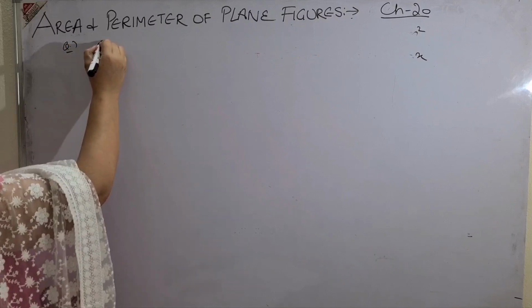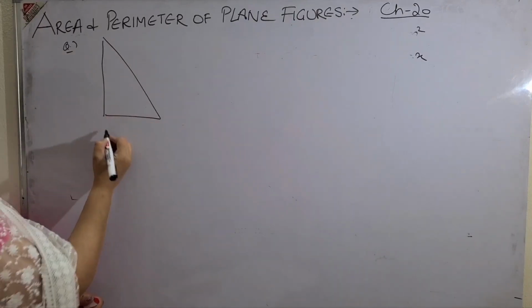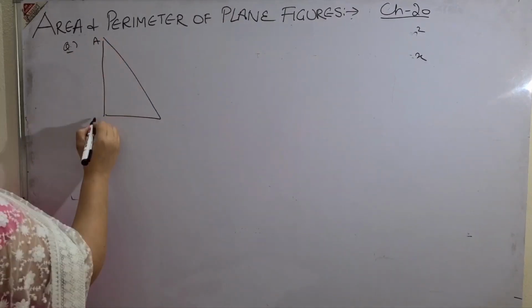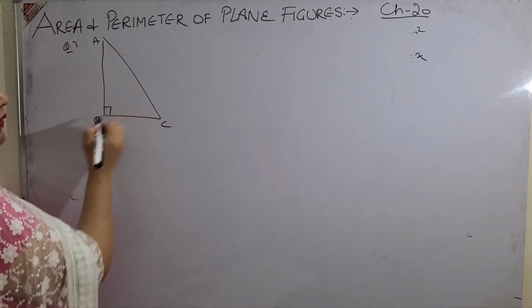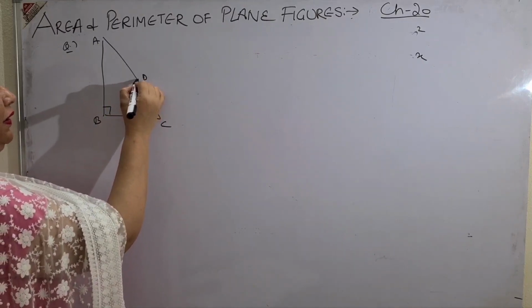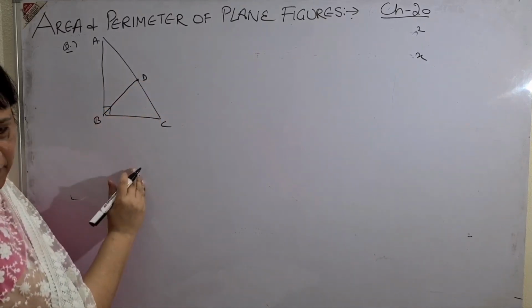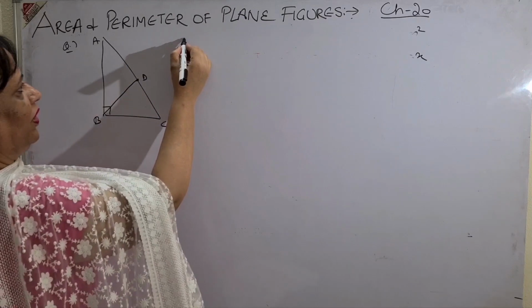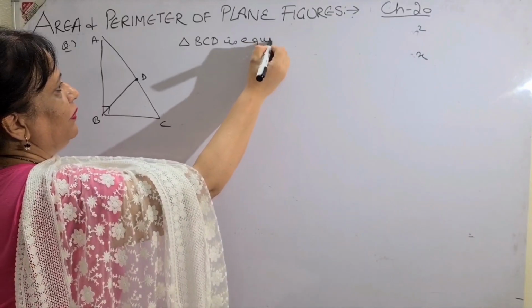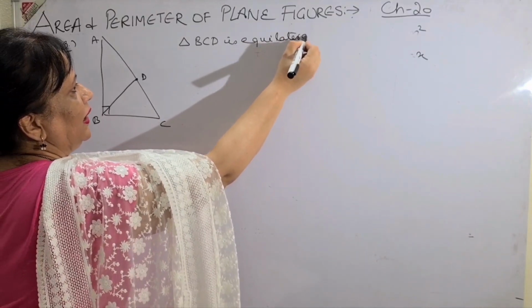Question number 7, a figure like this. It is a right angle triangle ABC, where angle B is 90 degrees, and D is a point on AC, and BDC is an equilateral triangle. So first of all, triangle BCD is equilateral, which means all the sides are equal.